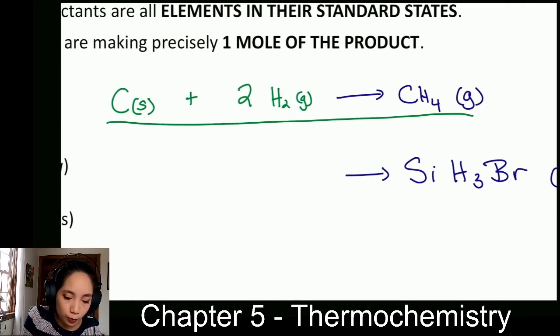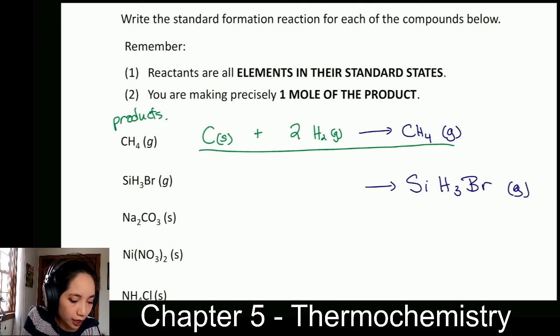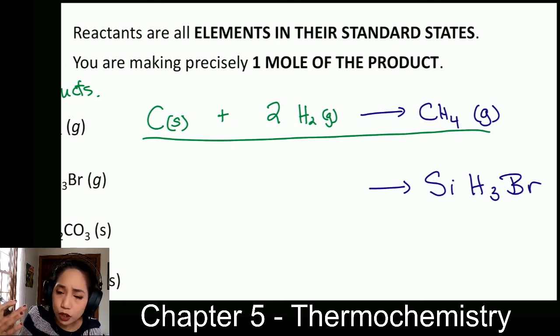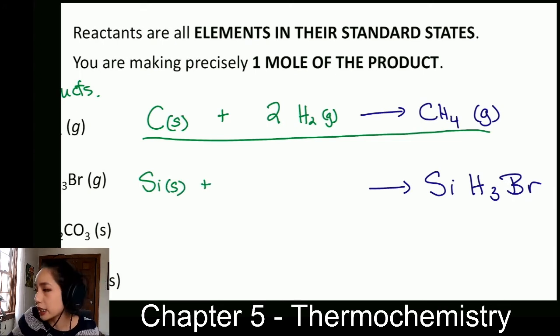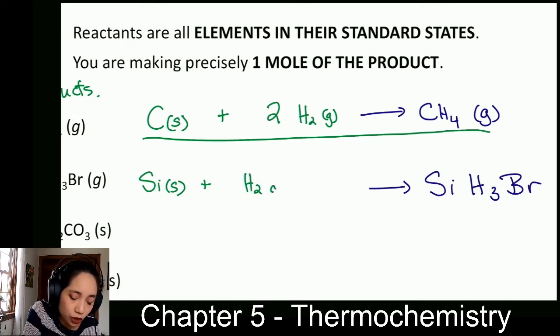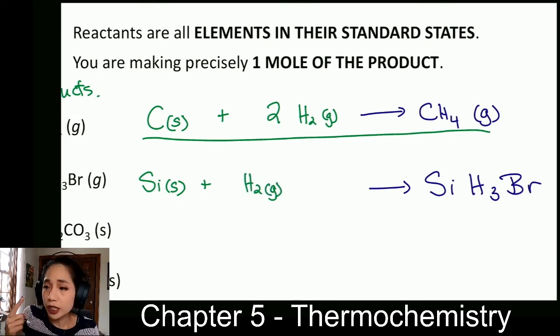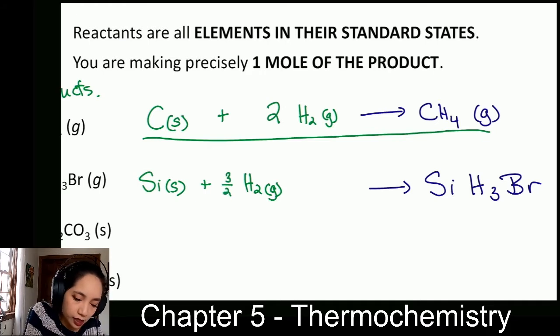So the next one, we're making a silicon hydrogen bromide containing compound. So again, you just look at the elements that are given. So silicon, silicon solid, plus silicon is under carbon. So remember our trends that they have similar states and they exist similarly. So just 1 atom there. Next we have hydrogen. Hydrogen exists as H2 gas in its standard state, but we need 3 hydrogens. So I'm going to put a 3 halves coefficient in front of hydrogen. So there's a total of 3 hydrogens on the reactant side.